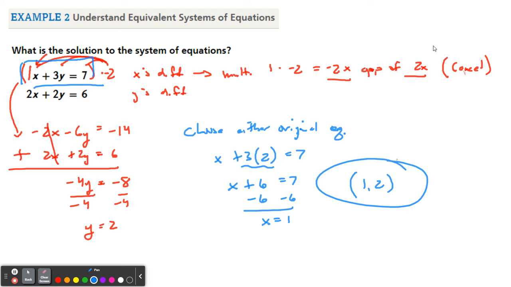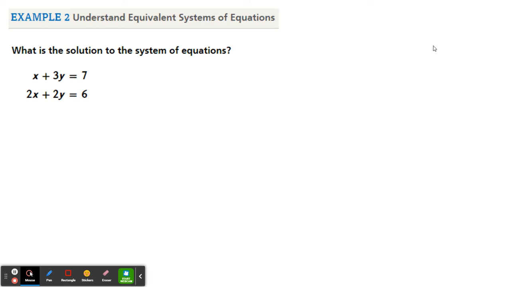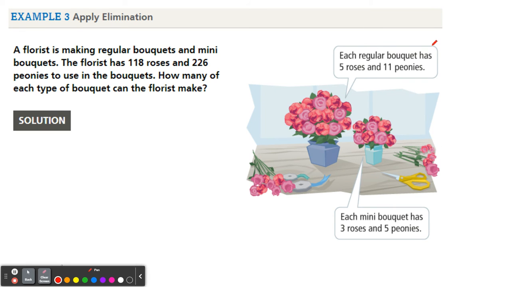All right, let's do one more word problem here. We're using this elimination technique. It says a florist is making regular bouquets and mini bouquets. The florist has 118 roses and 226 peonies to use in the bouquets. How many of each type of bouquet can the florist make? A regular bouquet has 5 roses and 11 peonies. Each mini bouquet has 3 roses and 5 peonies.